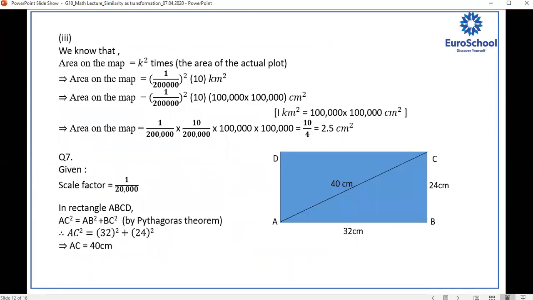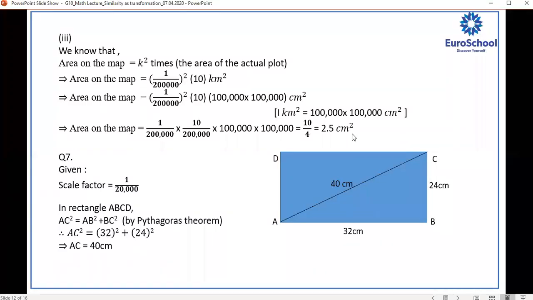Last part was area on map. We need to find when the area of the actual plot is 10 kilometer square. We just multiply the scale factor square into 10 kilometer square. On the map, the units are only centimeters, so we have to convert kilometers into centimeters. So kilometer square can be written as 1 lakh into 1 lakh centimeter square, right? So 1 upon 2 lakh into 10 upon 2 lakh into 1 lakh into 1 lakh, and it will give you the answer as 2.5 centimeter square.